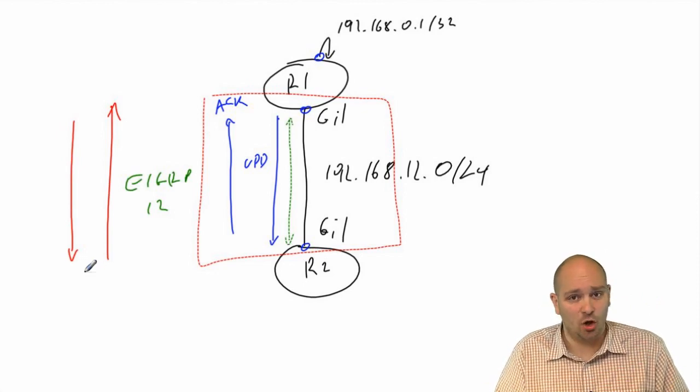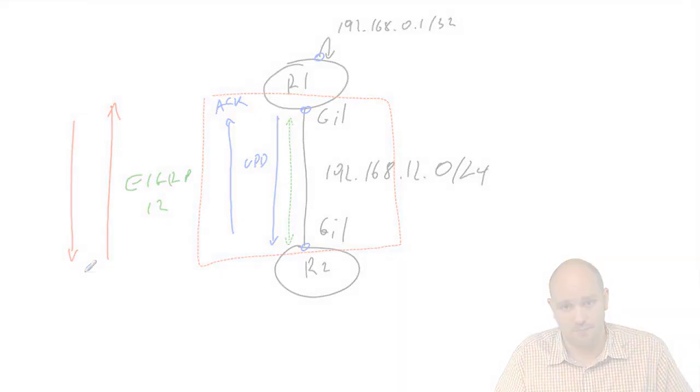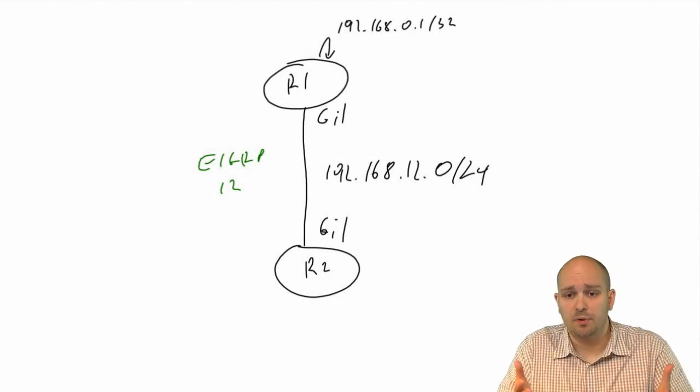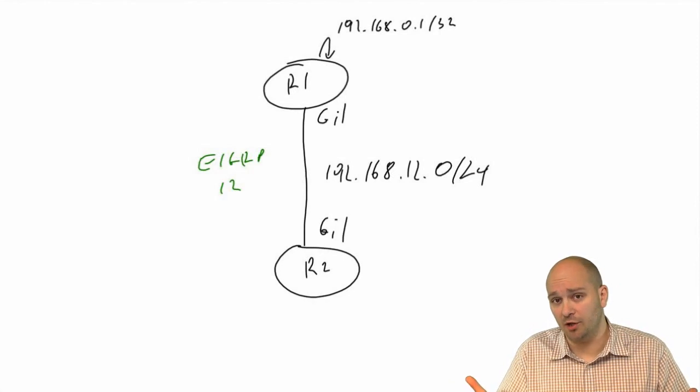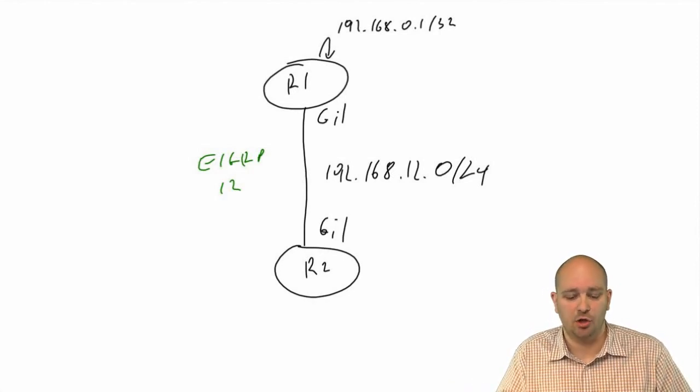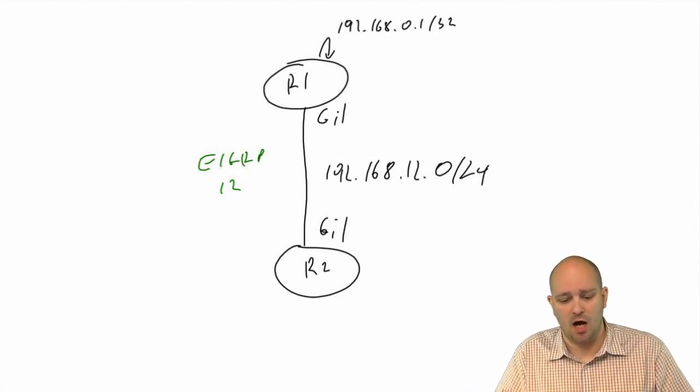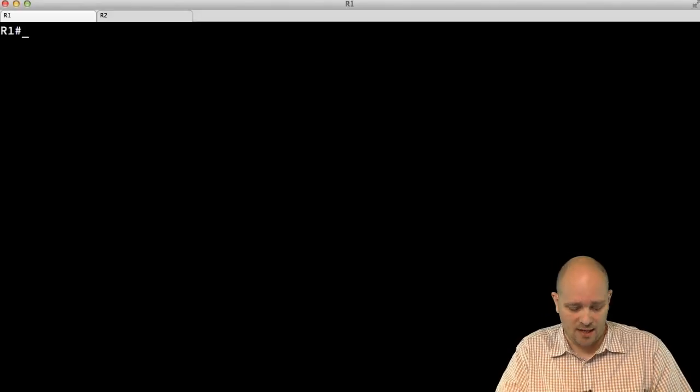And R1 will also send the acknowledgement back to R2. So let's now take a look at this in action. I'm going to start by simply building this network that I just described. I have already configured the layer 2 part of it, so I do have the connectivity between R1 and R2. Let's just go ahead and confirm that.